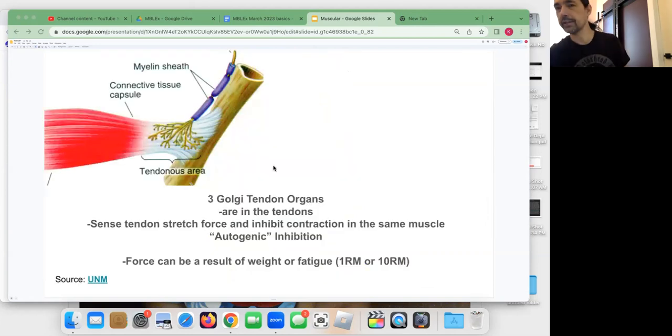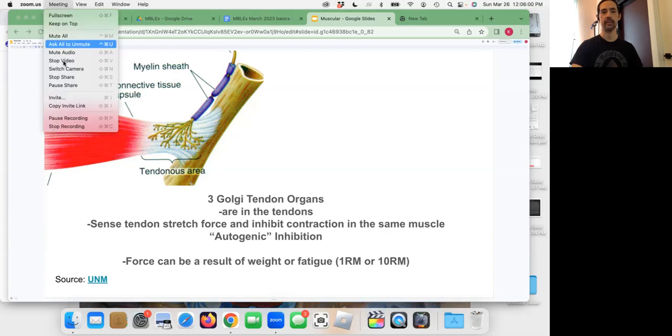Okay, now we're going to cover the Golgi tendon organ. Can you raise your hand if you want or need a break before we do the Golgi? Okay, excellent. Okay, let's take a break. Let's take a 10-minute break. 10-minute break. So it's 12:06. Come back at 12:16. Come back at 12:16. See you guys in a minute.